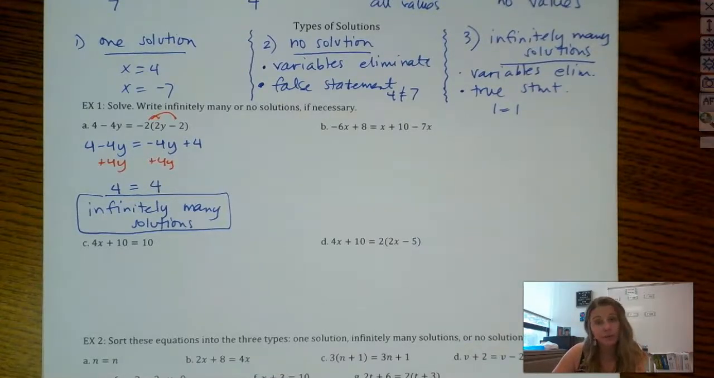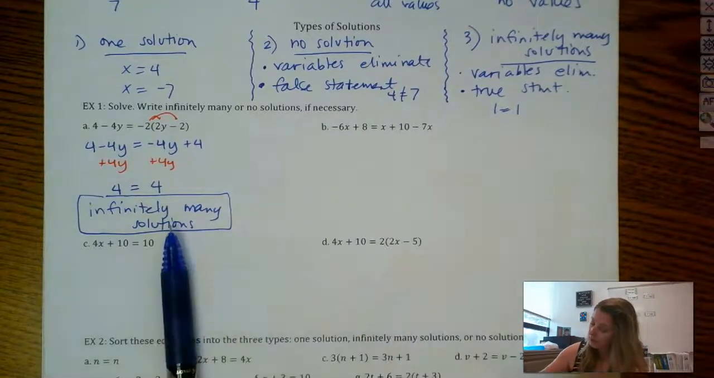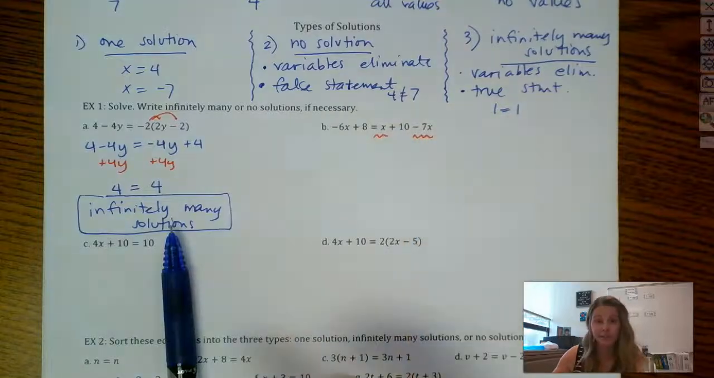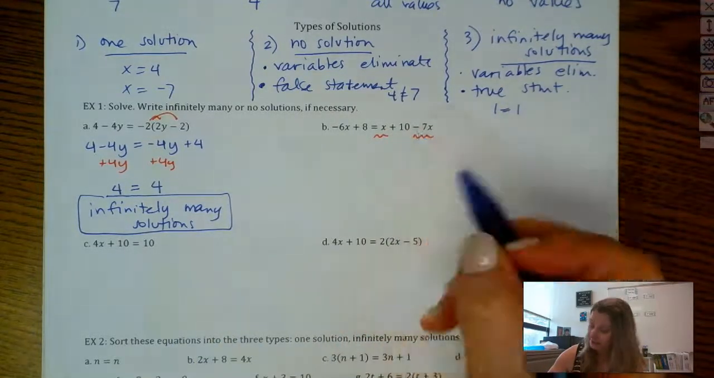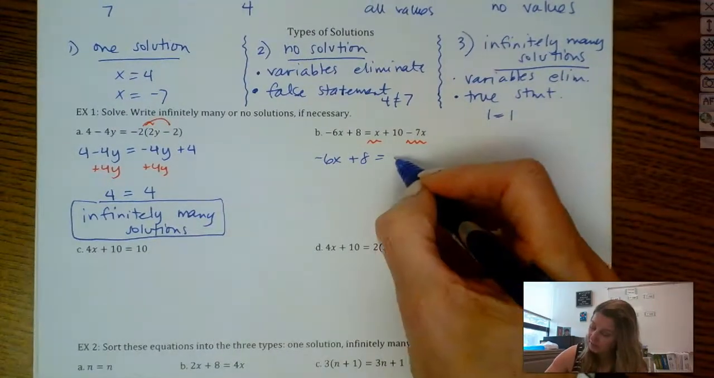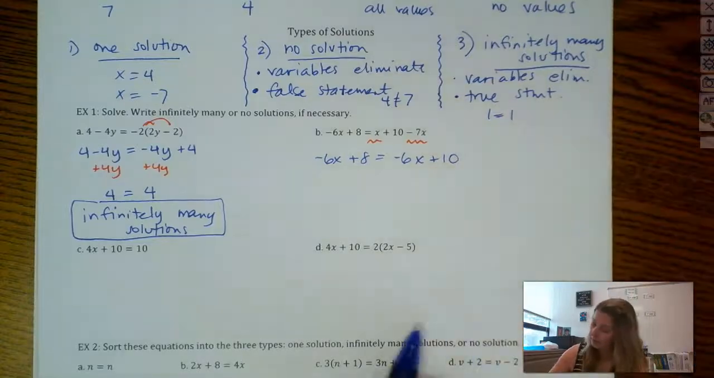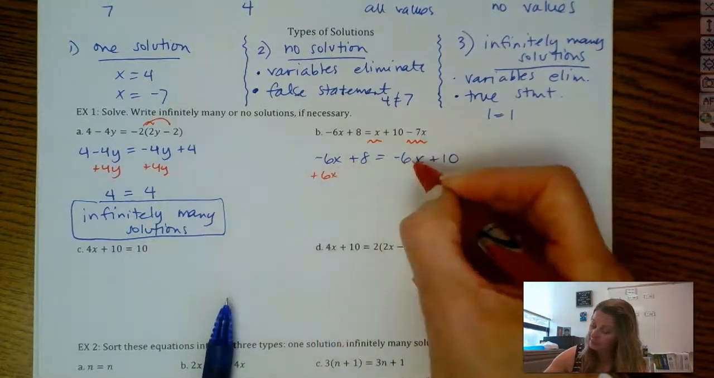All right, let's do one more together and I'll have you do the next two. Let's do letter B. I'm going to combine like terms here. So this is 1x minus 7x, that's going to give me negative 6x. So negative 6x plus 8 equals negative 6x plus 10. So now I'm going to add 6x to both sides.